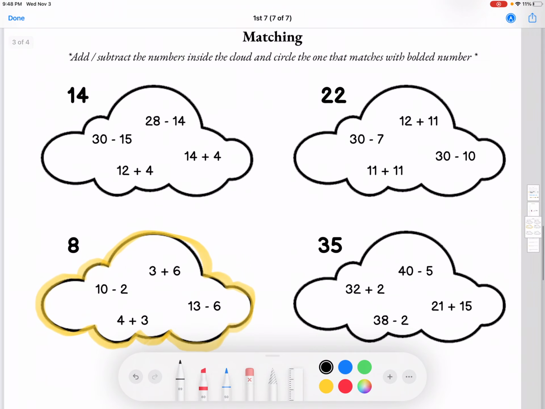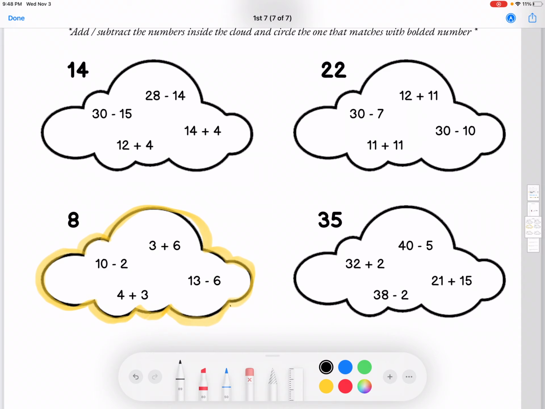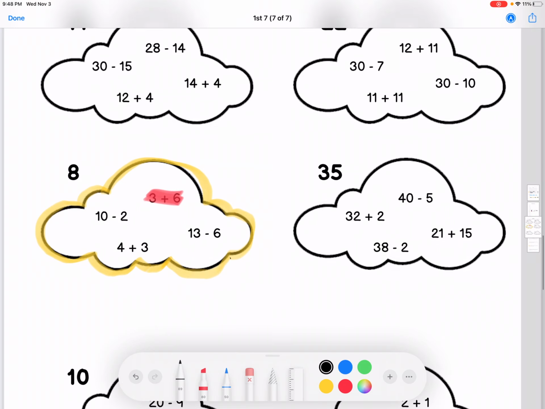Moving on to matching. We're going to be doing the cloud that is highlighted, so this cloud. For this cloud, we have 3 plus 6, 13 minus 6, 4 plus 3, and 10 minus 2. First, we're going to start off with 3 plus 6, which equals 9. And 9 does not equal 8. So therefore, 3 plus 6 does not work.